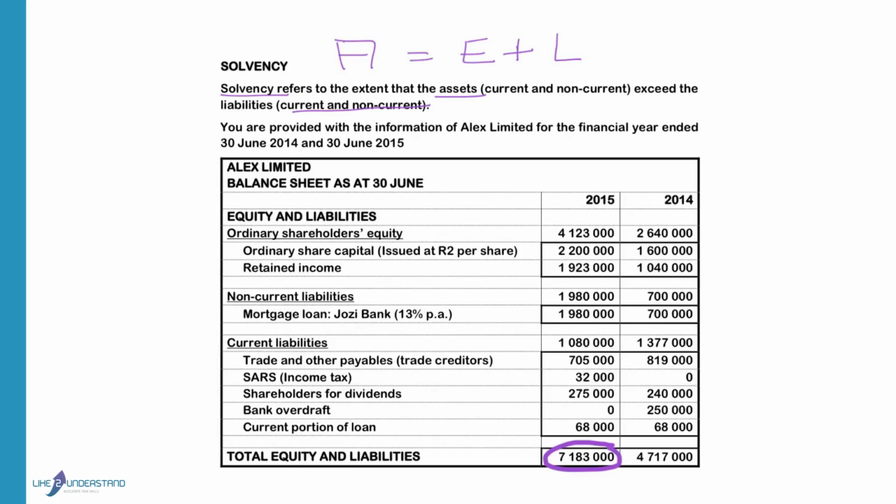To do this ratio, you must take total assets and divide it by total liabilities. So we will use these figures at the bottom of the balance sheet as my total assets, and to get my total liabilities, I will use the non-current liabilities and the current liabilities. So I will take the total assets as 7183 divided by the 2015 liabilities, that's 1980 and 1080.